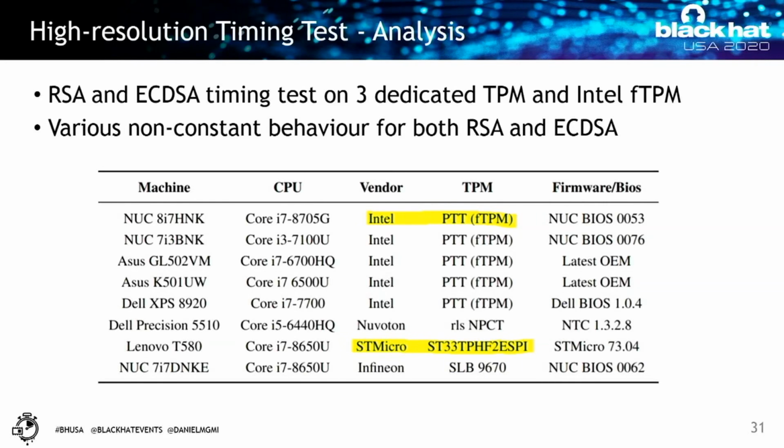We used our tool to do timing tests on a bunch of computers that we had in the lab. Some of these computers just use the Intel fTPM, and when we ran this test, almost all of the devices using the Intel fTPM were vulnerable to this timing behavior. We also found some other interesting timing behaviors on other devices like Nuvoton and Infineon. But the only other interesting vulnerability we found was on an STMicroelectronics TPM device, which we also showed earlier is supposed to be resistant against this attack.